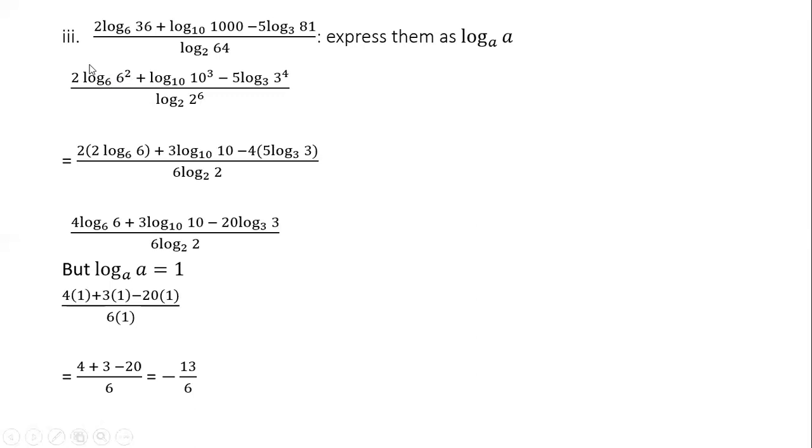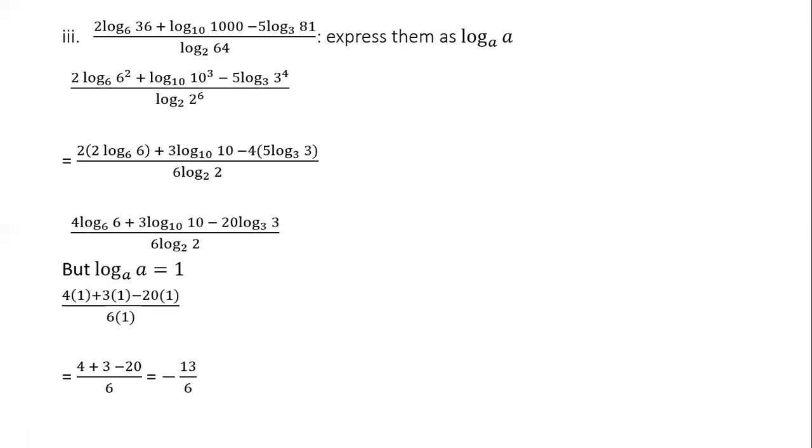So the 2 must go in front here to multiply the coefficient. So we have 2 into bracket 2 log base 6 of 6. The 3 should also go in front here. We have 3 log base 10 of 10. The 4 must also go in front to multiply the 5, so we have minus 5 into bracket 4 log base 3 of 3. All over 6 log base 2 of 2. That's it, the 6 also goes in front here. That is the power law. Now we move ahead to apply the log base A of A property.